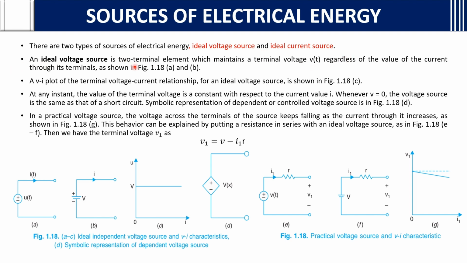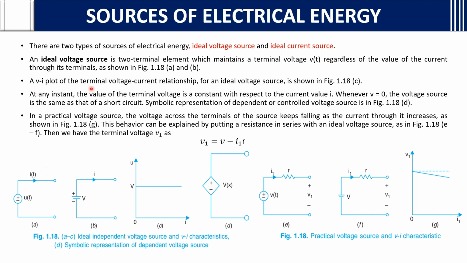An ideal voltage source is a two-terminal element which maintains a terminal voltage V of t regardless of the value of the current through its terminals, as shown in figure 1.18 A and B. See, there is an ideal voltage source. This is a voltage source. We can represent it in both ways, like this with plus minus, or like this, as a DC voltage.